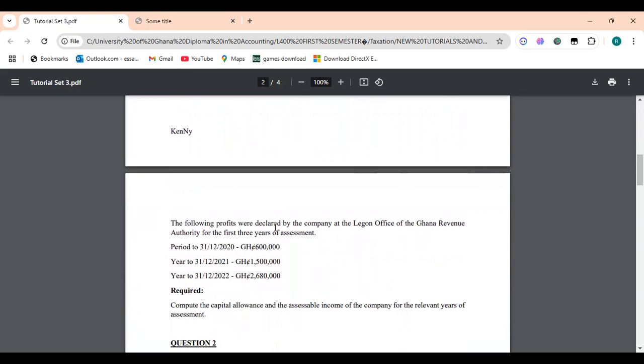So the following profits were declared by the company at Legon Office of Ghana Revenue Authority for the first 3 years of assessment period. So we have 600,000 here. This is for the first year, 31st December 2020. Year 2 was 1.5 million, and year 3 was 2.68 million. So now they are telling us to compute the capital allowance and accessible income of the company for the relevant years that we've been given this profit.